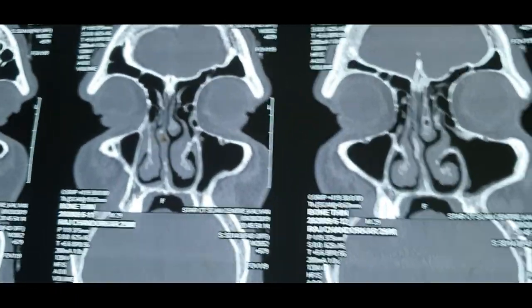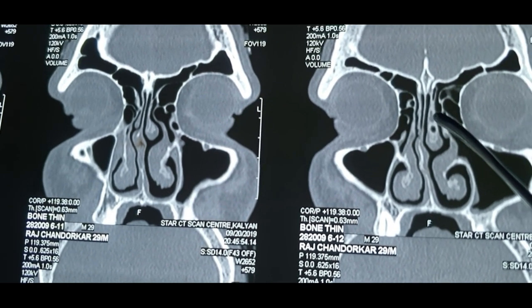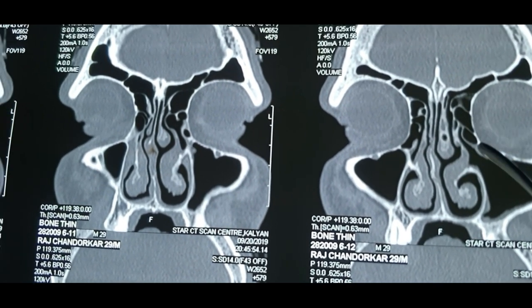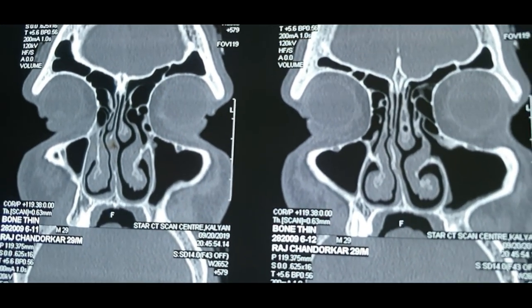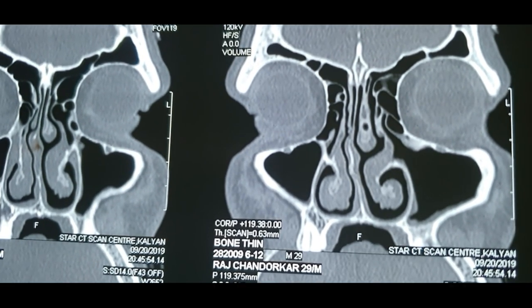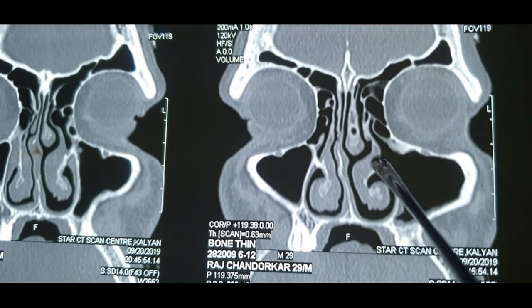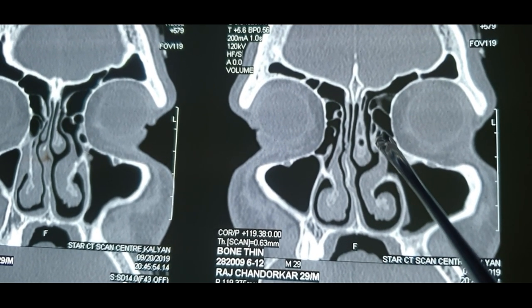Now, once we have confirmed the presence of the agger nasi and the bulla ethmoidalis and the position of the uncinate process, it becomes very easy on the coronal sections to know the anatomy of the osteomeatal unit. Now this is the uncinate, you can see that's the uncinate, the horizontal process, that's the vertical process.